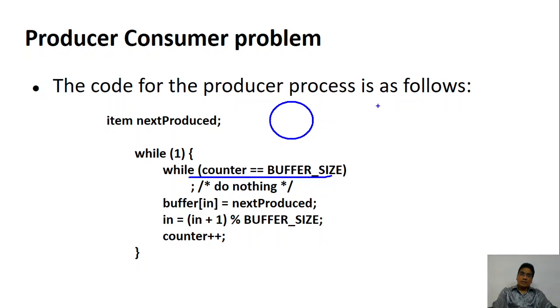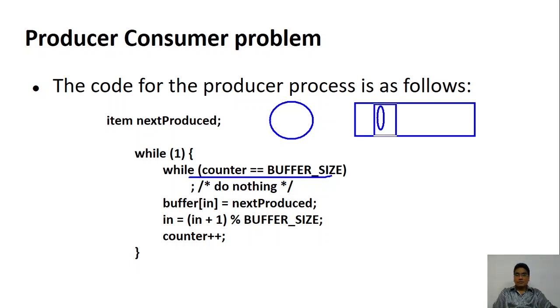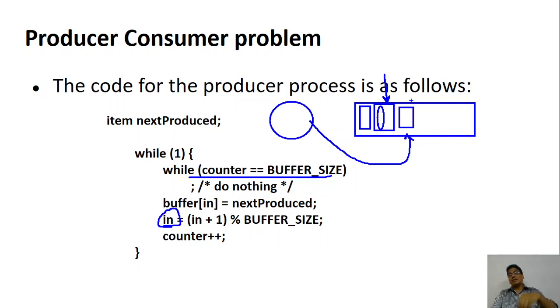Otherwise, if the buffer is not full, in that case, what are you supposed to do? If this is the position up to which the buffer is full, then the producer has to put an item in the location pointed to by in. So in is pointing to the location where the next produced item will be inserted. Where the next item will come is marked by the in pointer.